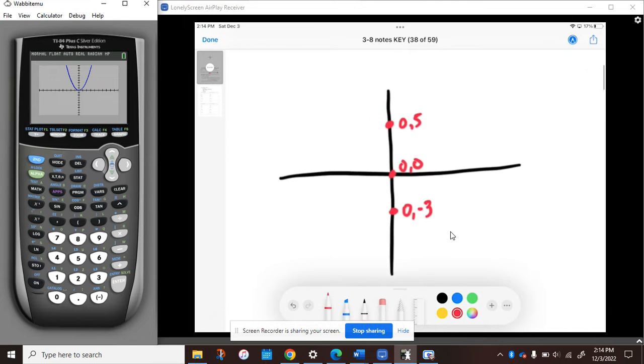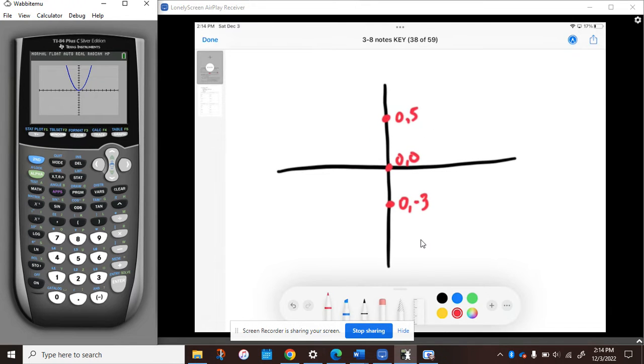Look at this graph right here, just an example graph. If I graphed a point up here, that would have the coordinates 0, 5. This point right here in the middle, the origin, is 0, 0. If I graphed a point down here, it would have an x coordinate of 0 and a y coordinate of -3, just for example. All of these things have the same thing in common, and that is the x value equals 0.